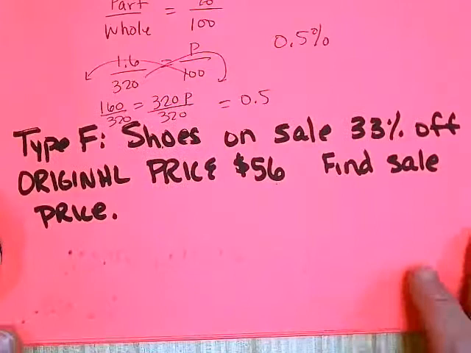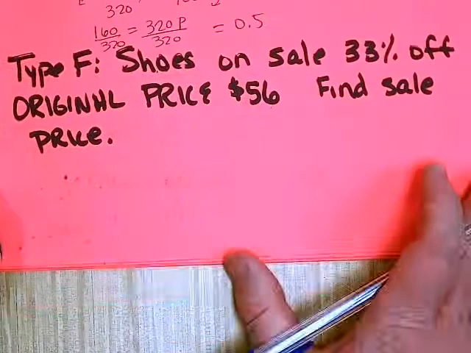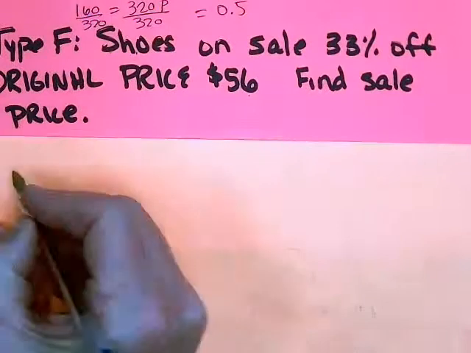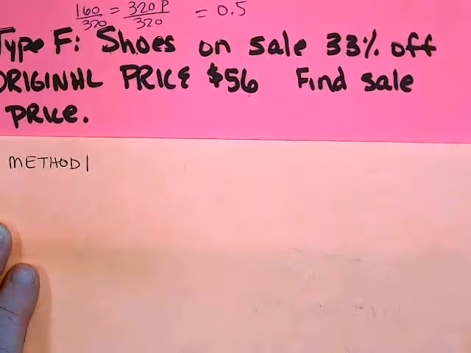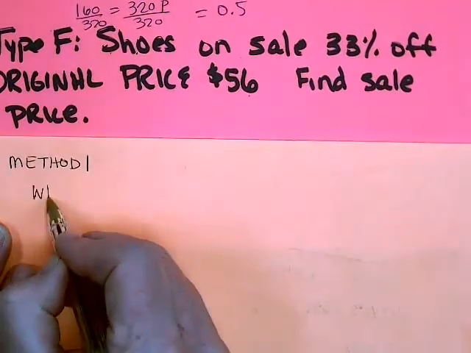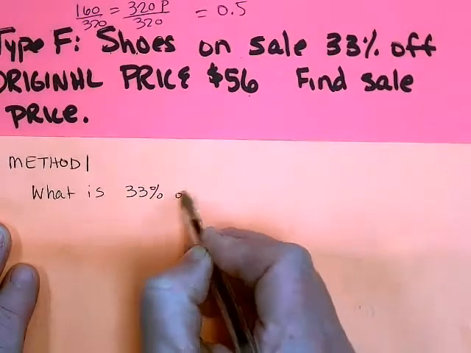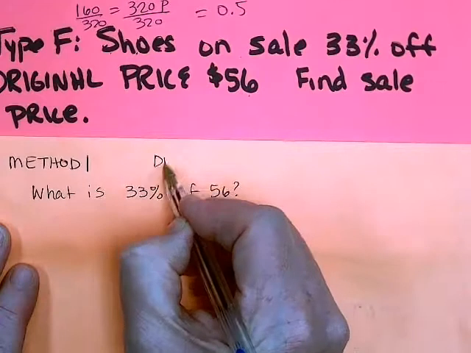Last one. Shoes are on sale for 33% off. The original price is $56. Find the sale price. Okay, guys, you've got this problem on your handout. You're going to work it right along with me. Stop the video if you need to. I'm going to work it two different ways. Method 1. Okay? Find what is 33% of 56. That will be my discount.